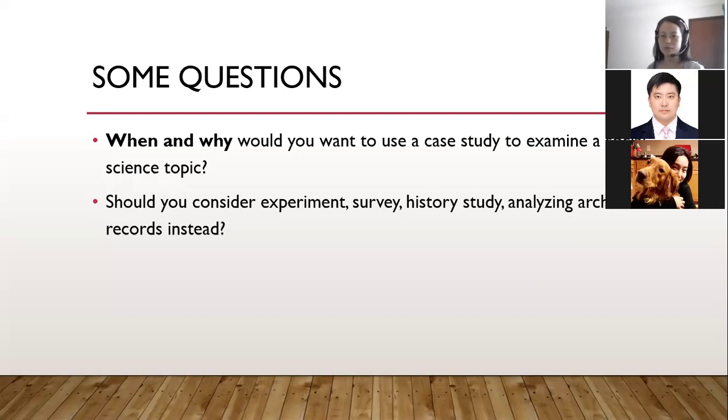So we have known a little bit about case studies' definition, types, and example research by now. But when do we know that case study is a suitable method for our research, right? That's a very important question.